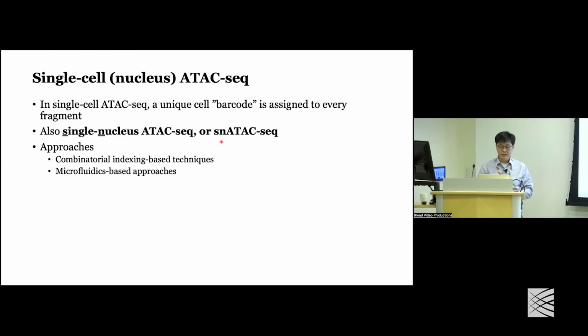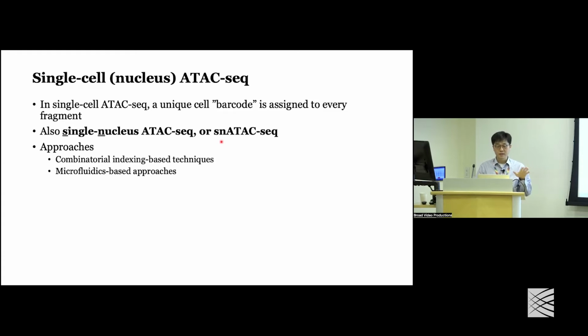All right, so far I have described the bulk ATAC-Seq, right? Then what about the single cell ATAC-Seq? Actually, the single cell ATAC-Seq is conceptually the same as bulk ATAC-Seq. The only major difference between the single cell ATAC-Seq and bulk ATAC-Seq is that in single cell, a unique cell barcode is assigned to each fragment.